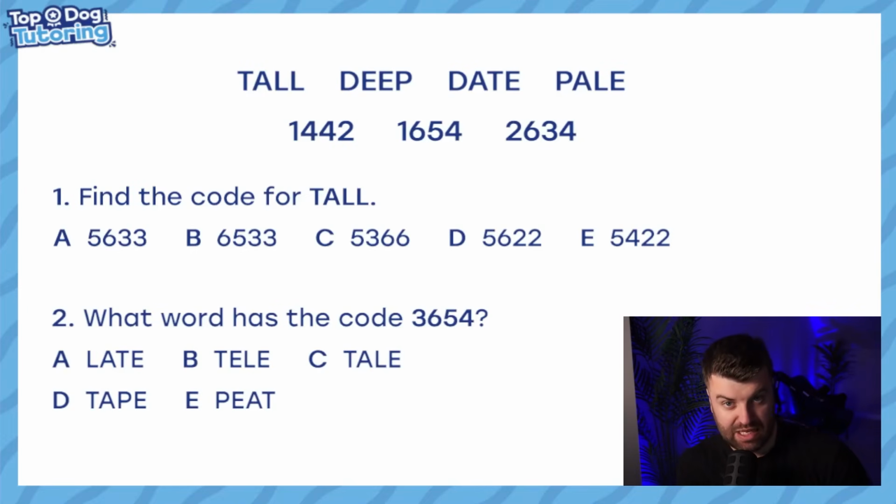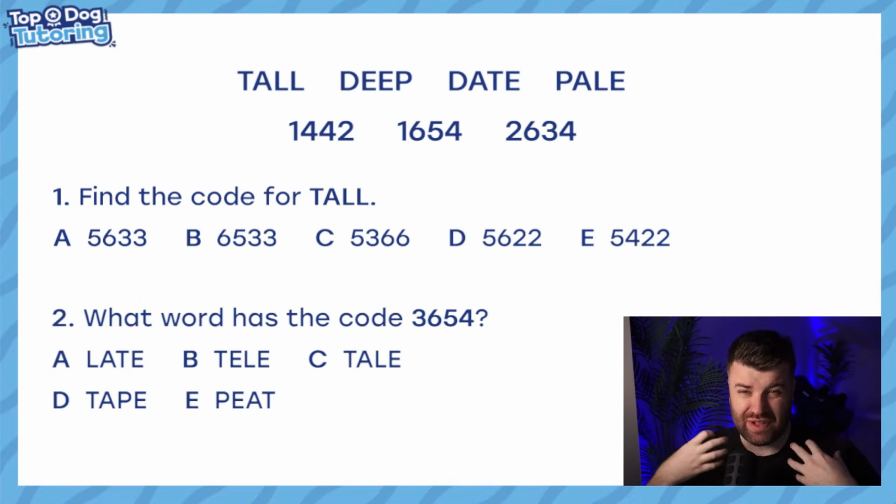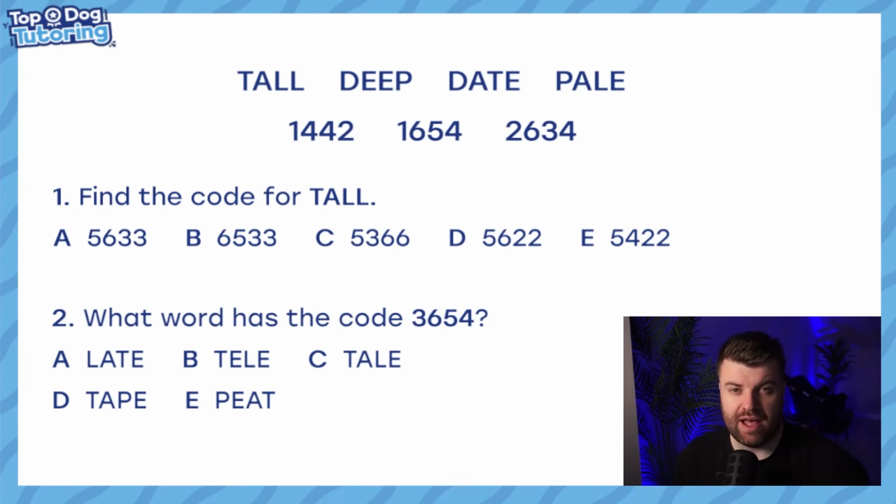My name is Dylan, and in this one we're taking a look at what I think is one of the trickiest verbal reasoning questions that comes up in the 11 plus paper. The best way to show you how to do it is to do a worked example together. So let's take a look and then you can have a go yourself. Once we've built a strategy, the question becomes much easier.